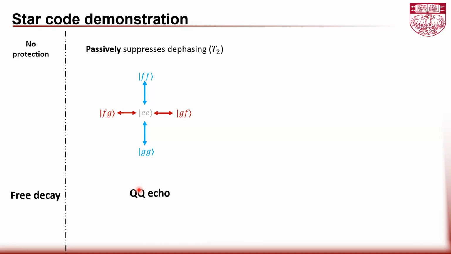Second, we turn on only the QQ sidebands. We call it a QQ echo because when turning on only the QQ sidebands, it will structure the energy spectrum of the star code. So it will passively suppress the dephasing with the help of the echo effect. This is the value we choose in the experiment, about 1 to 2 megahertz.